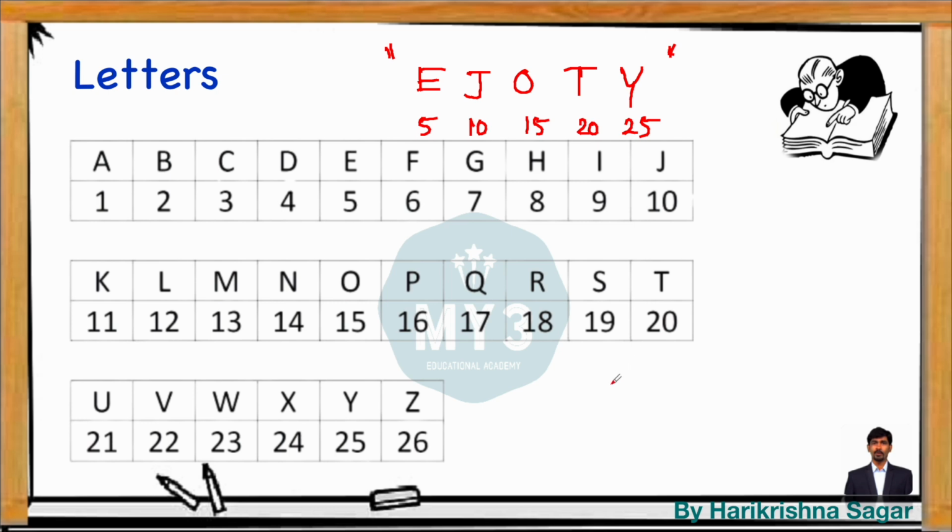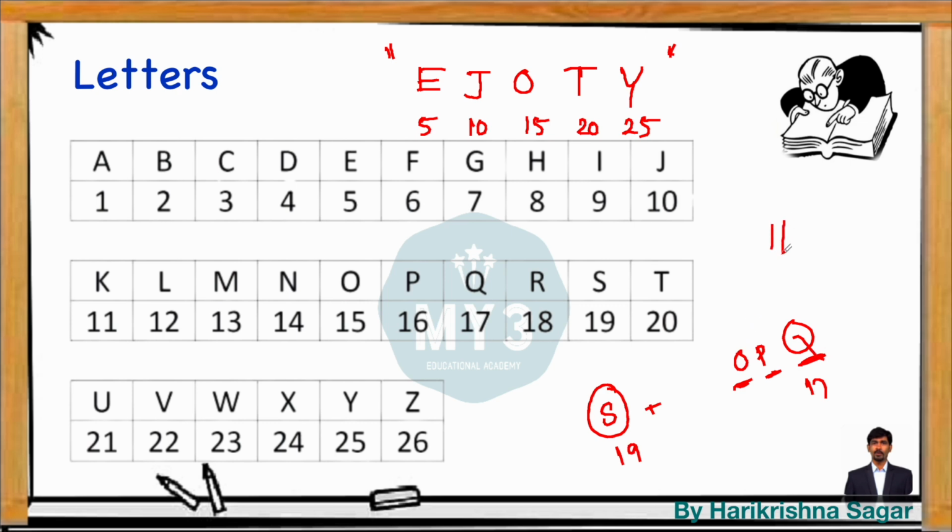For example, I want to find the position of S. You can connect with E, J, O, T, Y. These are the multiples of 5: 5, 10, 15, 20, 25. S position is required. So S, T. T is 20. So S will be standing at 19. For example, Q position is required. So O, P, Q. O is 15, P is 16. So Q will be 17. Like that you can connect with these alphabets E, J, O, T, Y, 5, 10, 15, 20, 25, so you can extract the alphabet position of any alphabet.